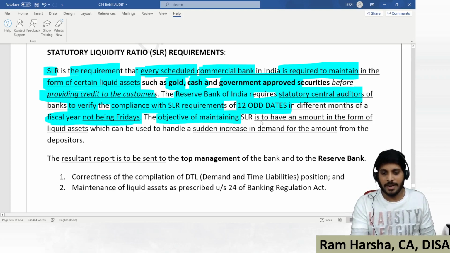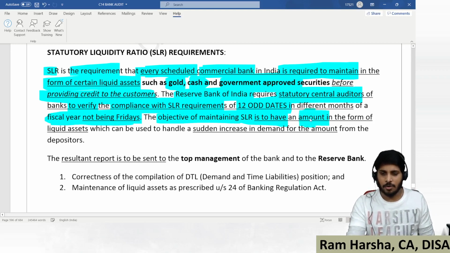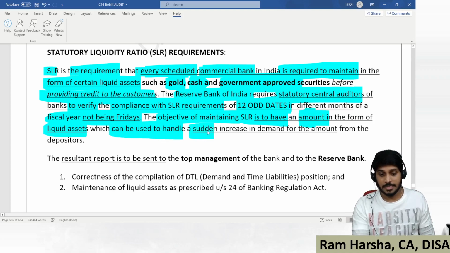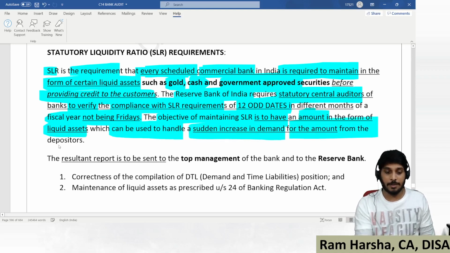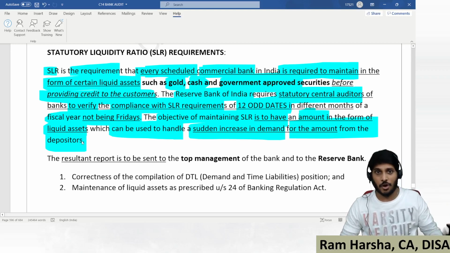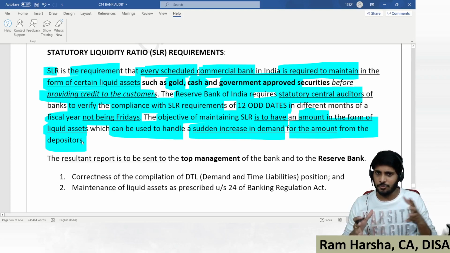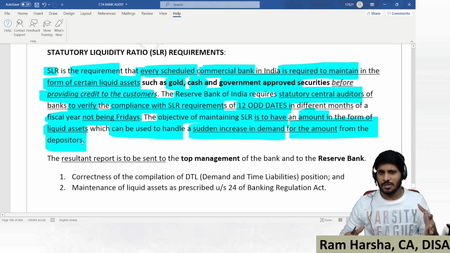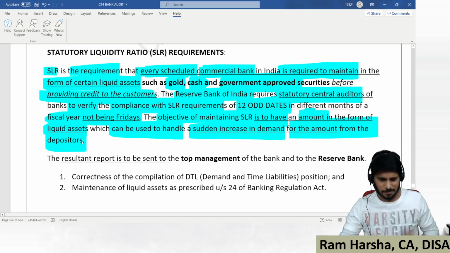The objective of maintaining SLR is to have an amount in the form of liquid assets which can be used to handle a sudden increase in demand from depositors in the form of withdrawals, so that the bank will maintain it. In fact, I'm telling you, 18% SLR, 4% CRR, banks today are in fact maintaining more than that.